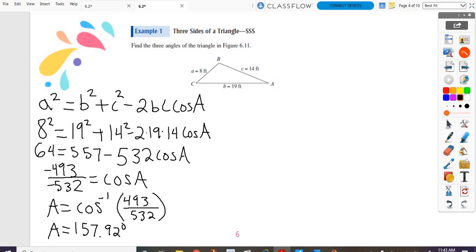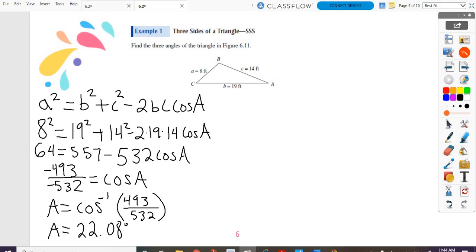Let's double check our answer. Yes, we should have gotten 22.08 degrees. So double check where your parentheses are when you're plugging in. And you might also make sure that we're in degree mode. Okay? Now, from there, we can find big B next.